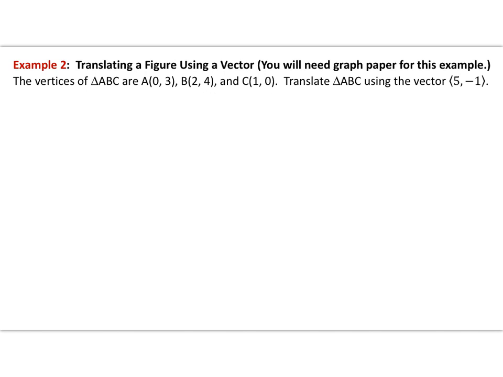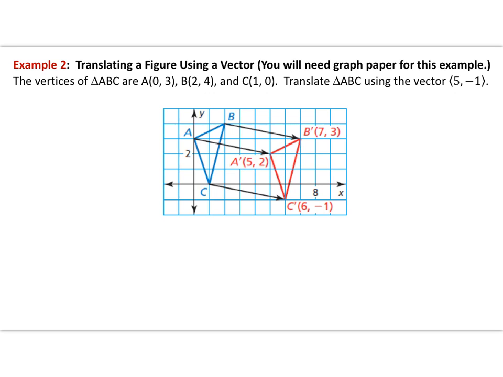You're going to need graph paper. So the vertices of triangle ABC, so go ahead and graph the vertices. You can pause the video here and graph. Then you want to translate triangle ABC using the vector 5, -1. So your images should look just like these, where I can see triangle ABC, the pre-image, translated 5 to the right, down 1. So every vertex translates 5 to the right, 1 down.